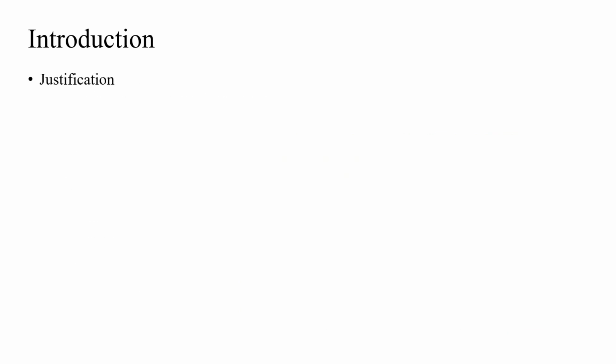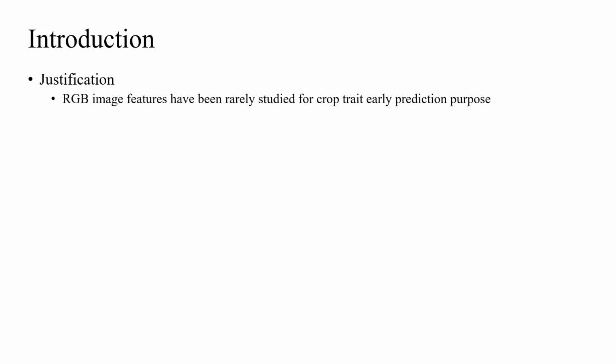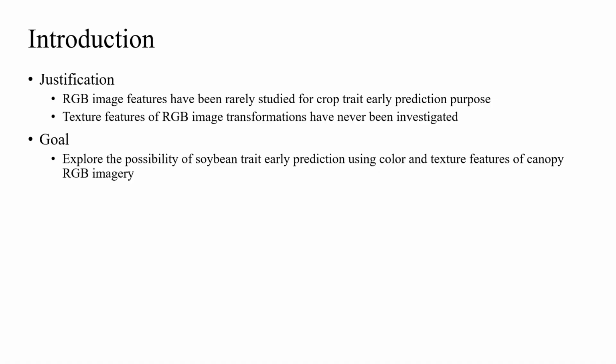Although color and texture features of RGB images have been extensively utilized in research, RGB image features in general have been rarely studied for crop trait early prediction purposes, and the value of texture features derived from RGB image transformations, such as vegetation index images, has never been investigated. Given that, the goal of the study was to explore the possibility of soybean trait early prediction using color and texture features of canopy RGB imagery.